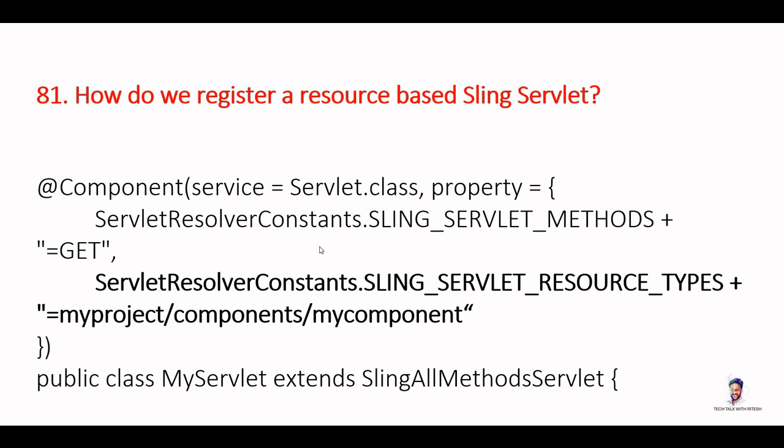How do we register a resource based Sling servlet? Simple. There we had sling.servlet.paths. Here we have sling.servlet.resourceTypes, but I have used the ServletResolverConstants class, which provides me this constant, and just the path of your component. This is my component. Under apps, I have created this component under my project. So I just need to give the path of the component, and that's why it's resource based, by the way. Your component path will be there.